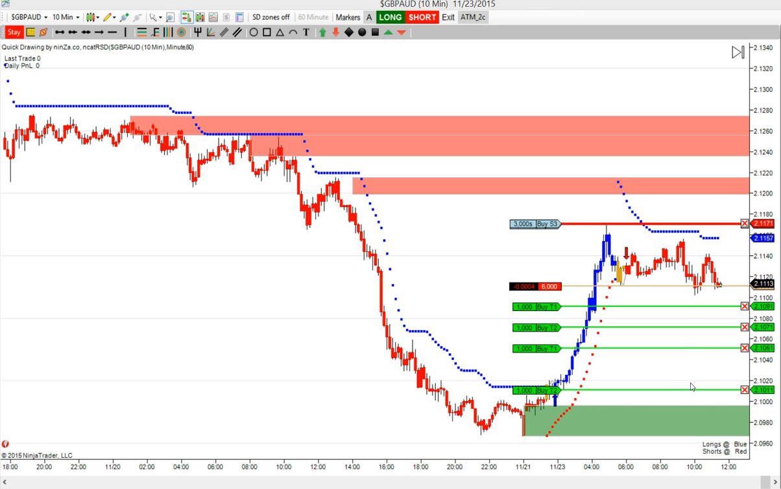And then the 20/40 has a trailer, so that's going to run. Then you've got the 100 target, and after the 100 is hit, that has a trailer as well. And these stops will start moving down. I will update you on this trade as well.